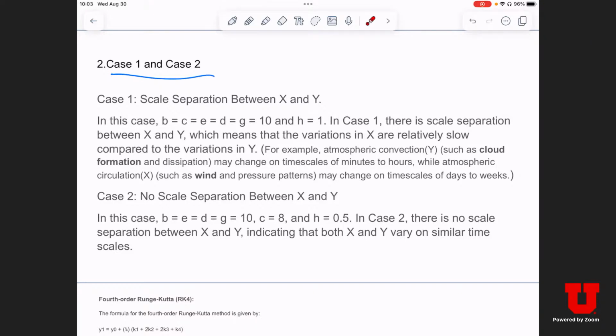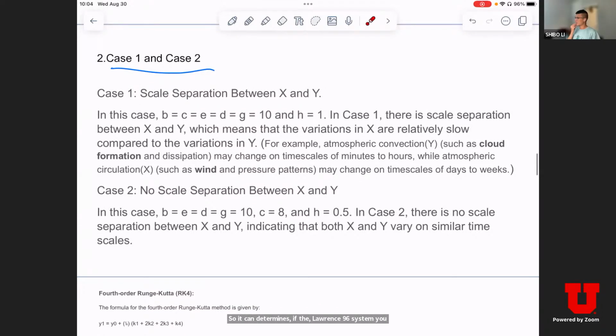Okay. Yeah. So the scale separation can be determined by different coefficients, to see if there is scale separation or not. You can see C is equal to 10, H is equal to 1, and H is equal to 0.5. So they determine if the Lorenz 96 system is in case 1 or case 2.